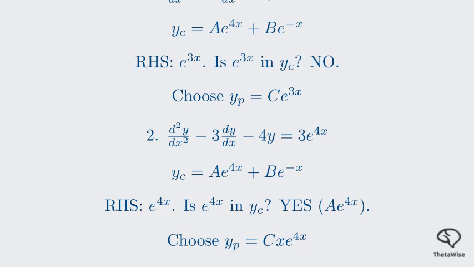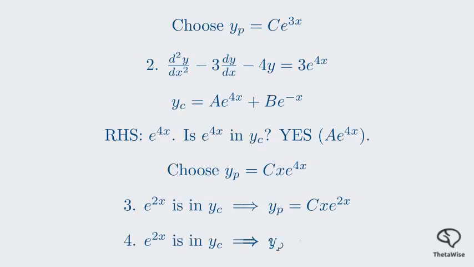In both cases, the exponential on the right-hand side is a part of the complementary function, so the particular solution is multiplied by x. In equation 3, e to the 2x is in yc, so yp is cxe to the 2x. In equation 4, e to the 2x is in yc, so yp is also cxe to the 2x.